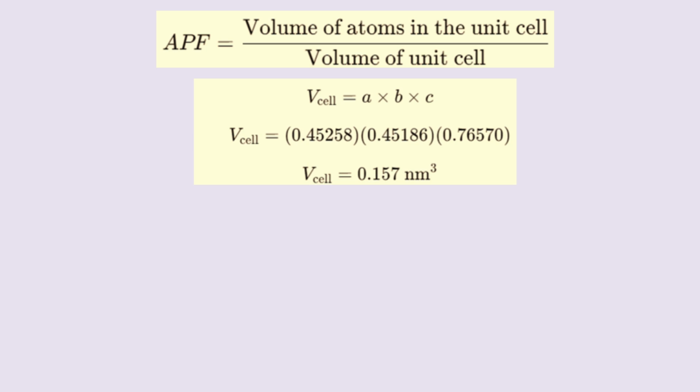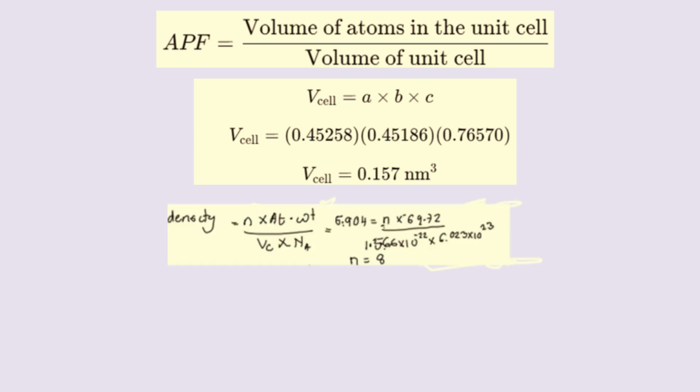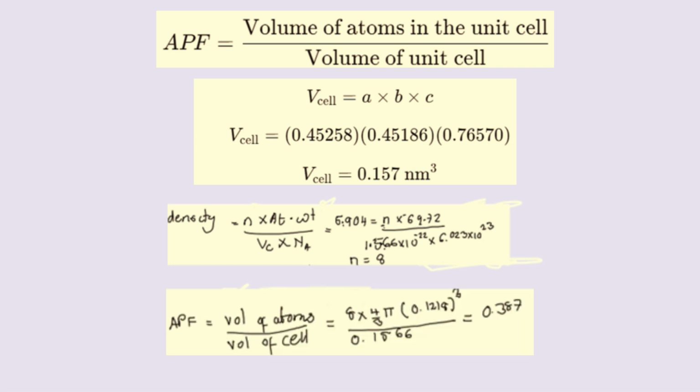The effective number of atoms can be calculated using the theoretical density formula as follows, whereby the effective number of atoms is found to be equal to 8. Then, having found the effective number of atoms, we can calculate the volume of atoms, and then along with the volume of the unit cell, we calculate the APF, which gives a value of 0.387.